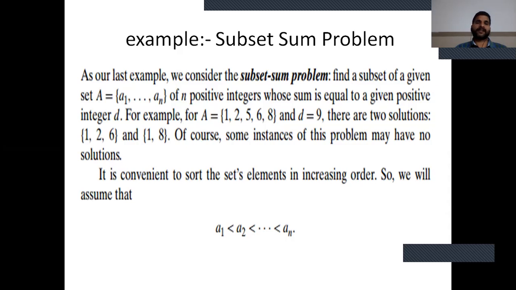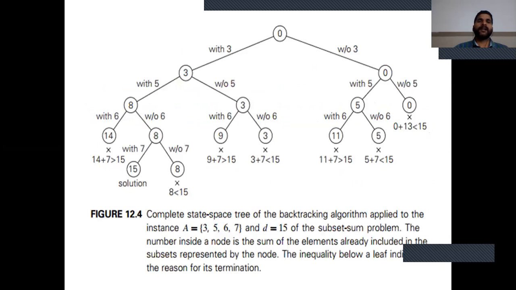It is convenient to sort the set's elements in increasing order, so we assume that A1 < A2 < ... < An, in increasing order. So according to this subset sum problem, we draw the tree space diagram. Initially, we select the empty set. Now, for example, the given instance is set A equal to {3, 5, 6, 7} and D equal to 15. We create the subsets with sum equal to 15 and draw the tree space diagram.